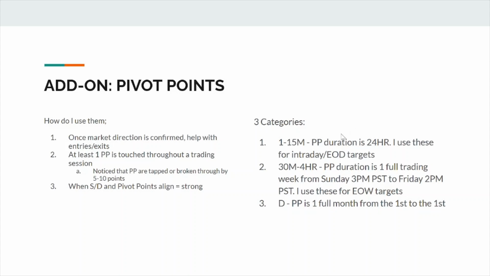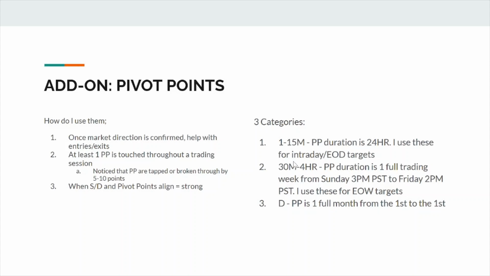So how do I categorize my pivot points? Because it actually changes when you have different time frames. The first category is going to be the 1-minute through the 15-minute time frame. And that is because the pivot point duration is 24 hours. I usually use this first category to determine my intraday or at least end of day targets.